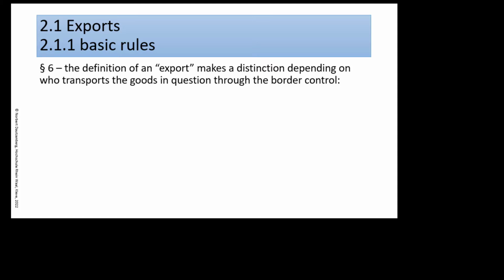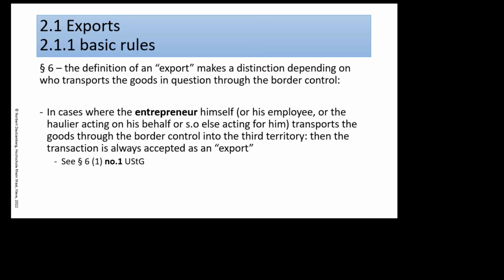It makes a distinction depending on who carries the goods over the border or through the border control. In cases where the entrepreneur himself or his employee, or a haulier acting for the entrepreneur, or anybody else acting for the entrepreneur transfers the goods through the border control to the third country, then the transaction is always an export. That is paragraph 6.1, number 1.